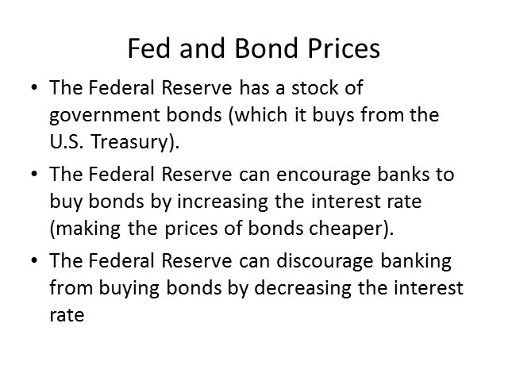Before looking at the mechanics of how the Federal Reserve System influences the money supply by buying and selling bonds, there are a few pieces of background information that might be helpful to know about the Federal Reserve. The Federal Reserve has a stock of government bonds which it buys from the U.S. Treasury. The Federal Reserve can encourage banks to buy bonds by increasing the interest rate, making the bonds cheaper. The Federal Reserve can discourage banks from buying bonds by decreasing the interest rate, that is, making the price of the bonds more expensive.